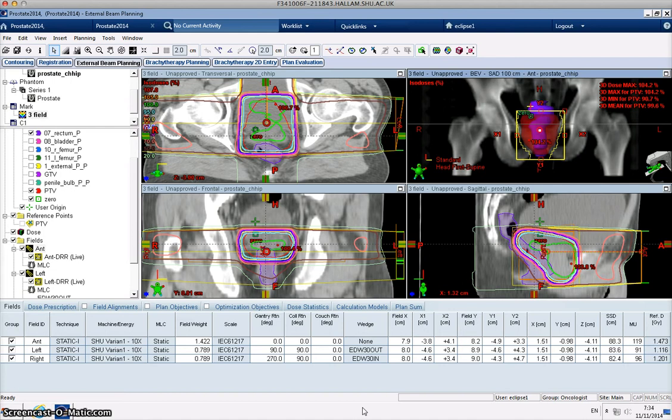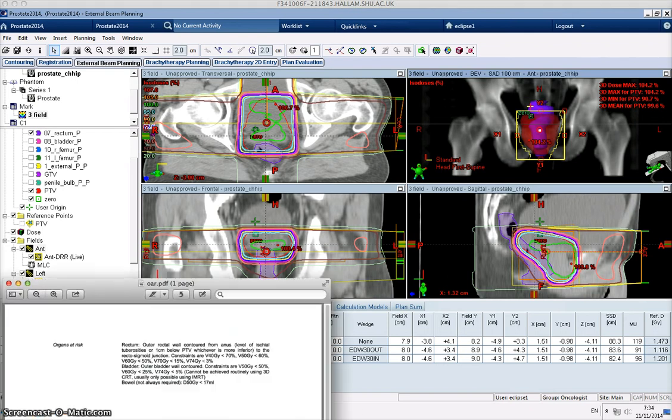So as I said, we can eyeball the isodoses and that tells us a lot of the story, but it doesn't tell us the whole story. What I've got here is a clinical protocol from a department, and we can see that it tells us our tolerances for our organs at risk. So we've got the rectum, the bladder, and a small bowel as well, which it says is not always required. Typically we would do that if we were doing IMRT.